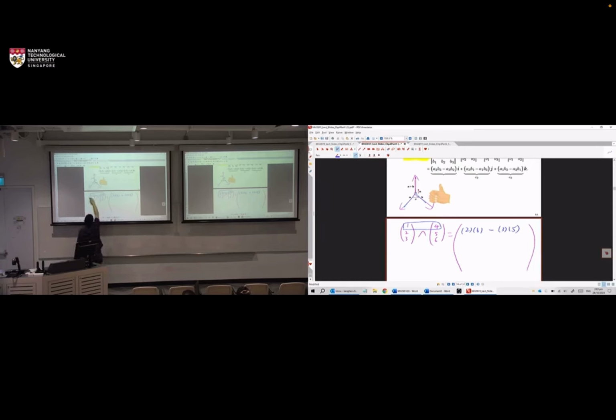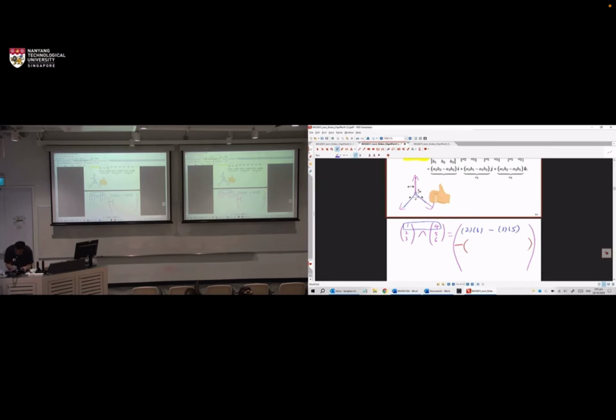You cover the second row, you use 1 times 6 minus 3 times 4. But the second row is very, very tricky. For the second row, you need to put a negative sign to the whole thing. This is the formula.